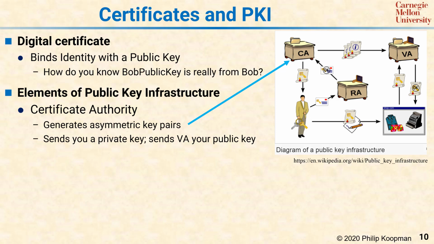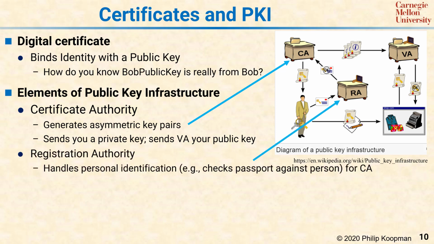But wait, how does the CA know you're really Bob? If you're really clever and can lie to the CA that you're Bob the first time, now you can be Bob forever. Well, that problem's handled by the registration authority, the RA. The RA checks personal documents such as passports against the person for the CA. So if you get this kind of public key, you actually have to hand over a copy of your passport or otherwise prove you're you by showing up in person and so on to the RA.